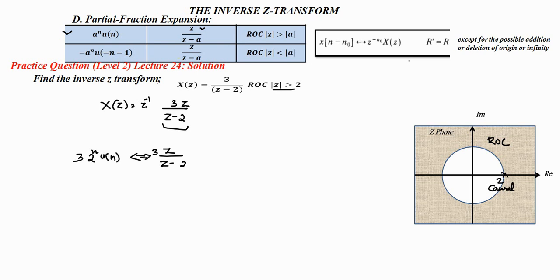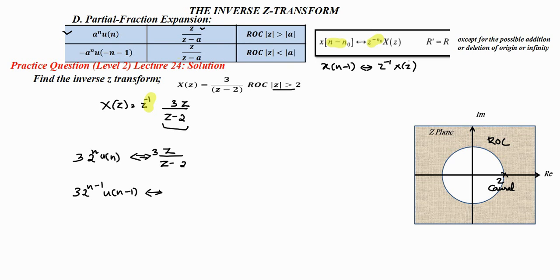Now if there is a term like this, z raised to minus 1, that is actually indicating the time shifting property. See, if there is a time shifting in the time domain, that is x of n minus n0, for example, if it is x of n minus 1, in the z domain it becomes z raised to minus 1 into x of z. So if you consider this portion as x of z, and now we are multiplying with z raised to minus 1, it means we need to take the shifted version, that is 2 raised to n minus 1 into u of n minus 1.